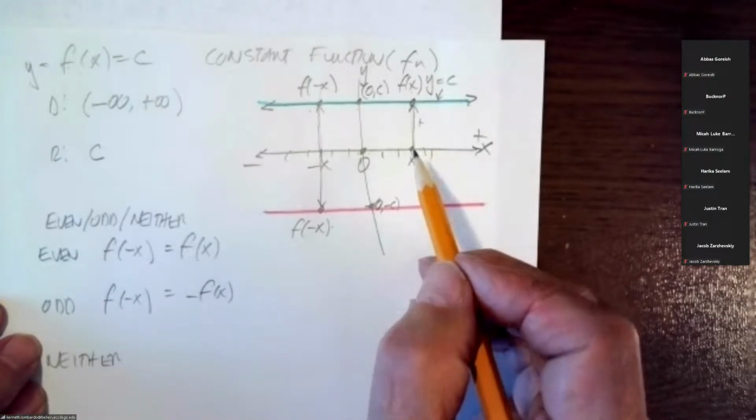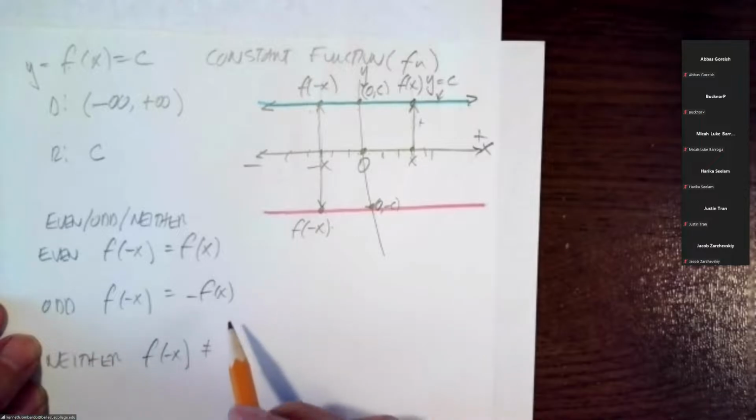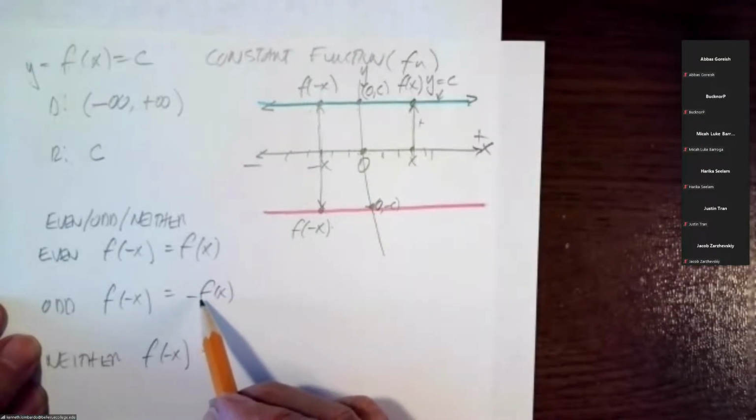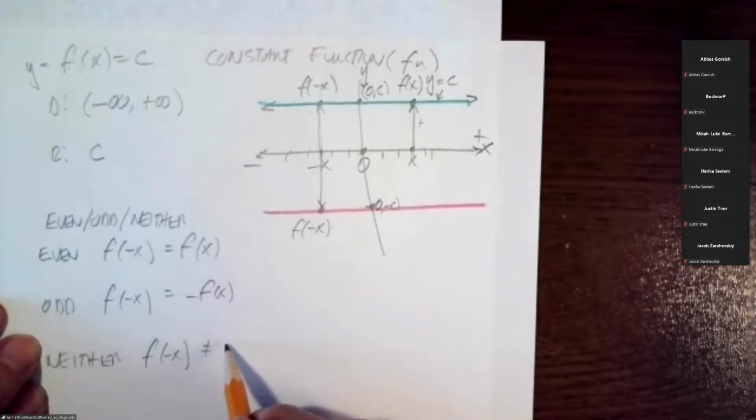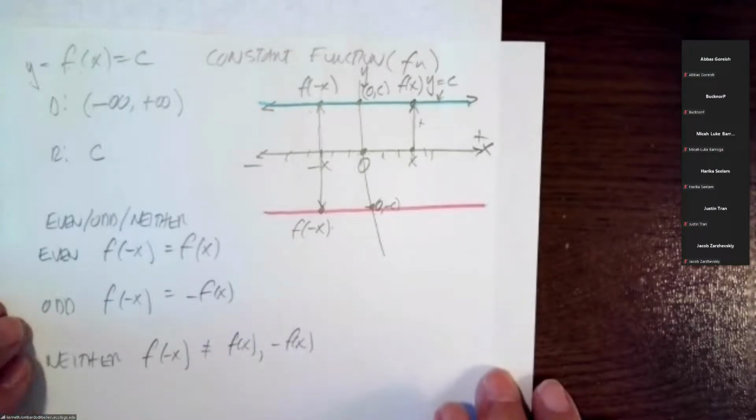And then neither would be if we had a situation where f evaluated at negative x does not equal either one of these. It's not equal to f evaluated at x, and it's not equal to negative f evaluated at x. It's neither one of those. Okay, and we can take a look at some of those values as well.